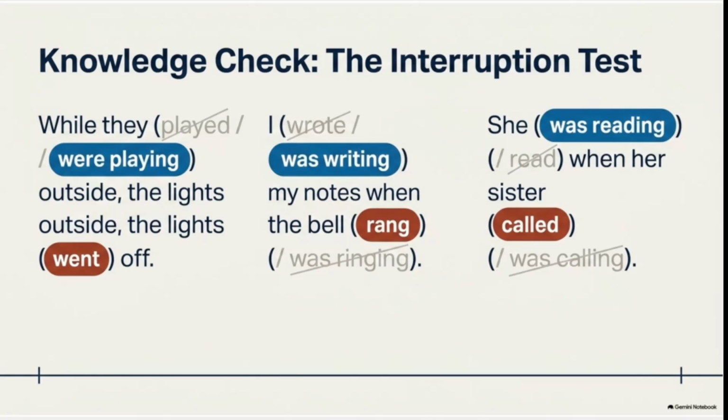Now look at the lights went off. The correct form is went, not were going. Why? Because this is the shorter completed action that interrupted the longer action.